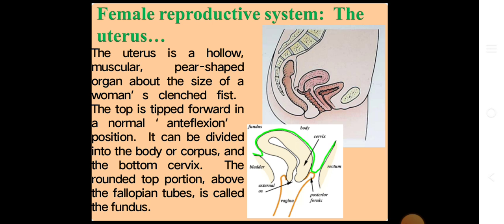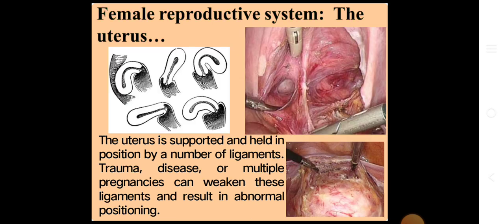The rounded top portion above the fallopian tubes is called the fundus. The uterus is supported and held in position by a number of ligaments. Trauma, disease, or multiple pregnancies can weaken these ligaments and result in abnormal positioning.